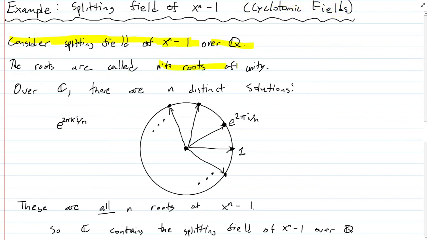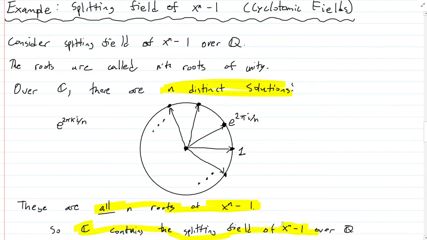The roots are called the nth roots of unity. And over C, there are n distinct solutions. So there are these things, e to the 2 pi k i over n. Visually, you have 1, e to the 2 pi i over n, and then you have all of its powers, e to the 2 pi k i over n, where k ranges from 0 to n minus 1. So you have n distinct solutions. These are all of the roots of x to the n minus 1. So C contains the splitting field of x to the n minus 1 over Q.